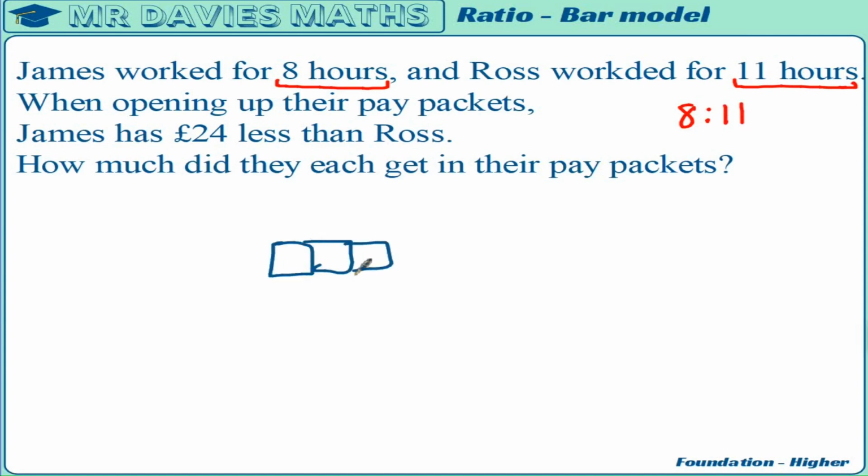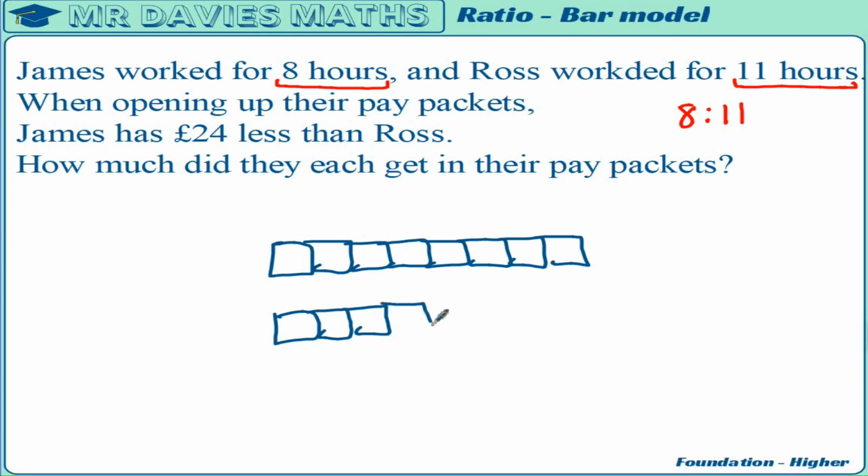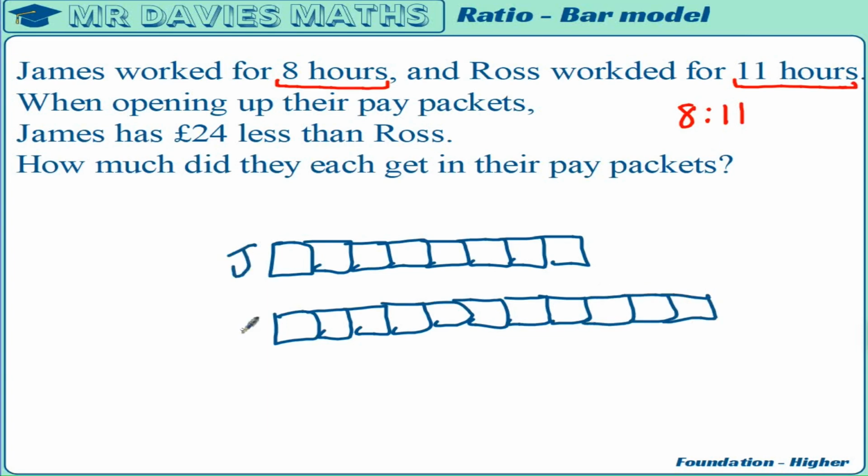1, 2, 3, 4, 5, 6, 7, 8. 1, 2, 3, 4, 5, 6, 7, 8. Try and keep them similar. But you've got 9, 10, and 11. This was James. He worked for 8 hours and Ross worked for 11 hours.